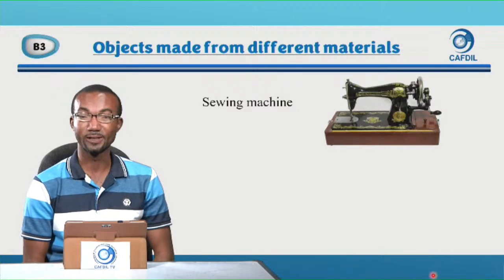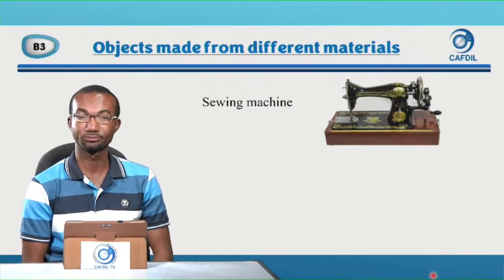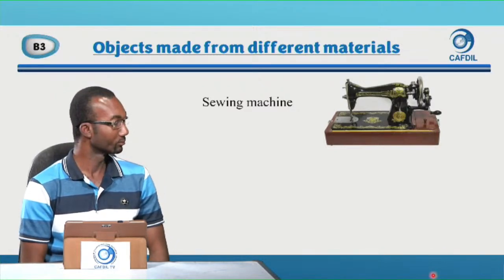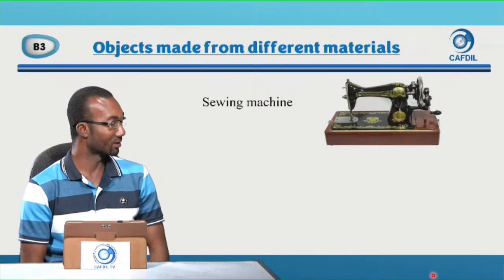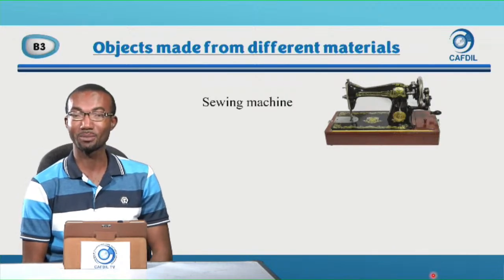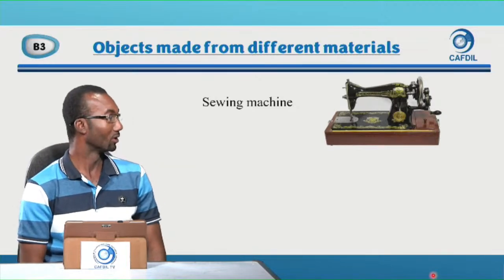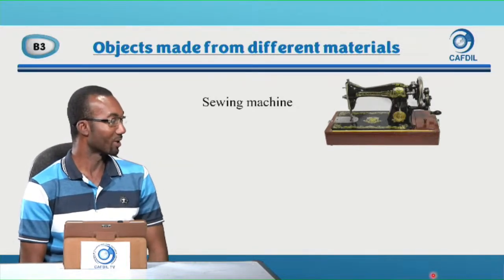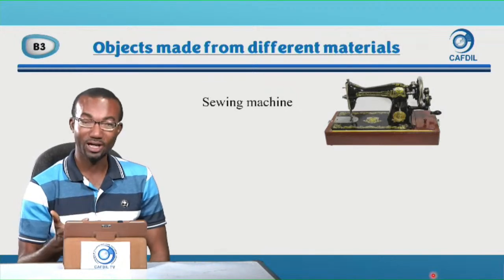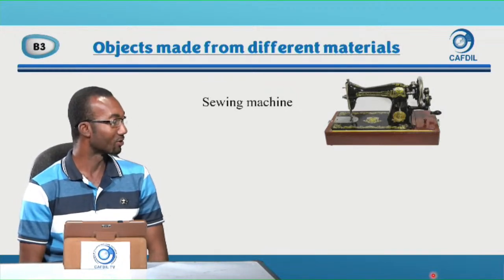I have a sewing machine. So what went into the making of this sewing machine? If you look at this sewing machine, is it made up of only one material? Yes, no. He said no. So this sewing machine is made up of more than one material. So let's try and bring the materials out.